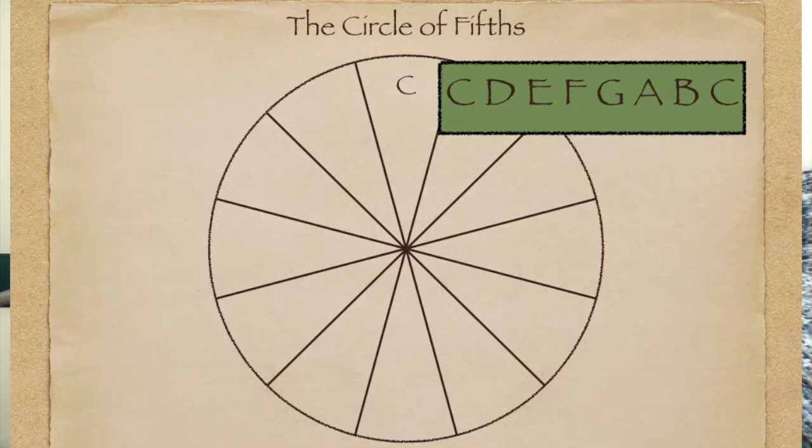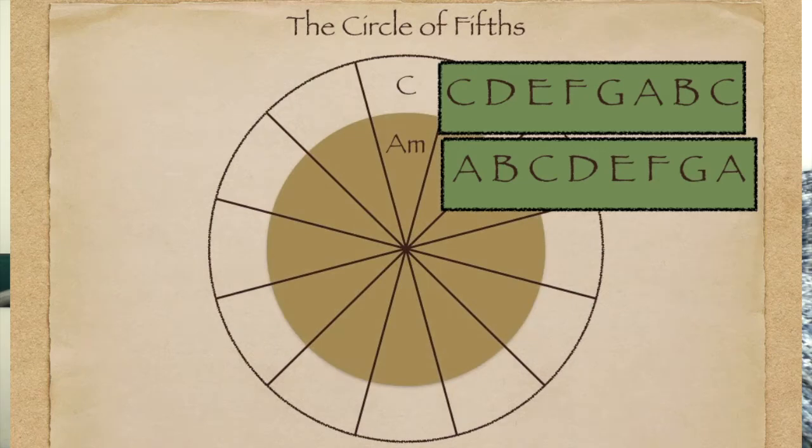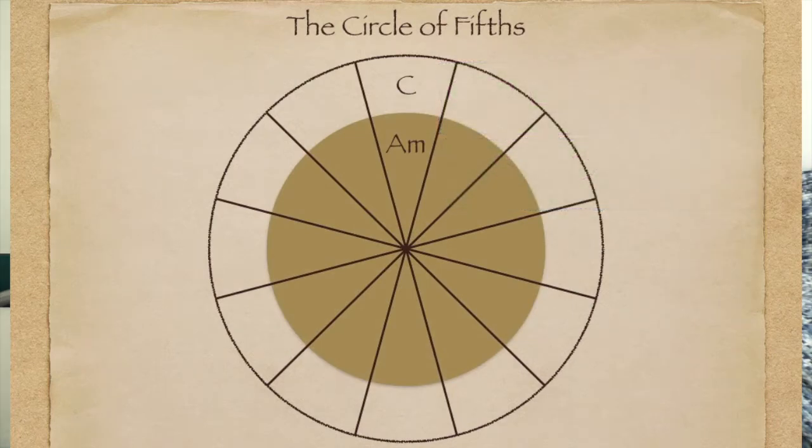Okay? Now, there is one other scale that doesn't have any sharps or flats in it, and that's the scale of A minor. That's the scale you get if you use exactly the same notes as C major, but you start on the 6th note in the scale, which in this case is A. Now, because those two scales use the same notes, we say that they're related to each other. So you can say that A minor is the relative minor of C major, okay?